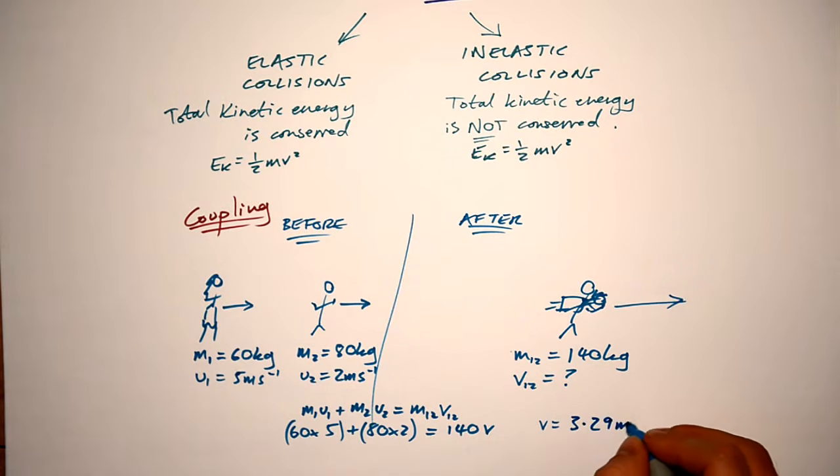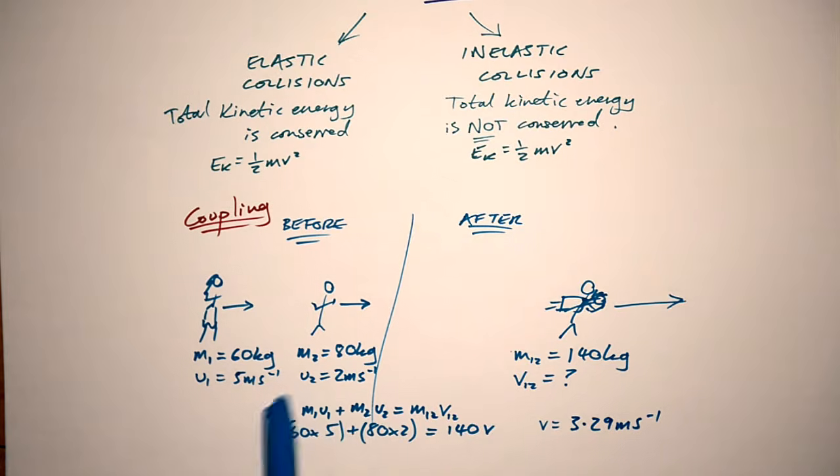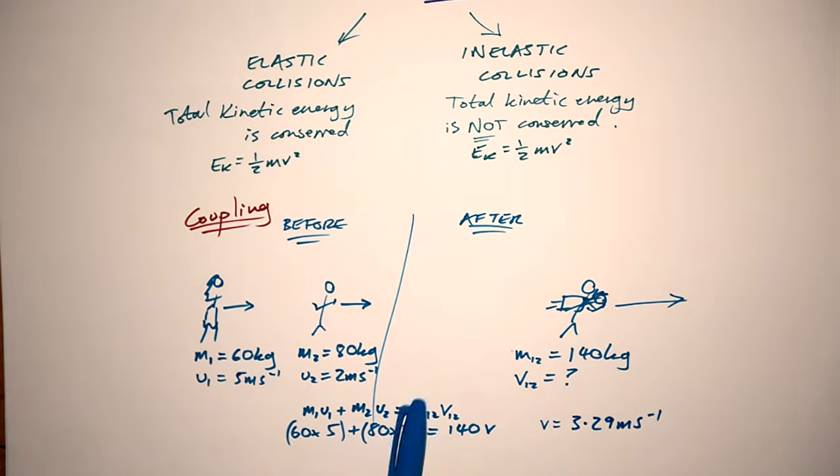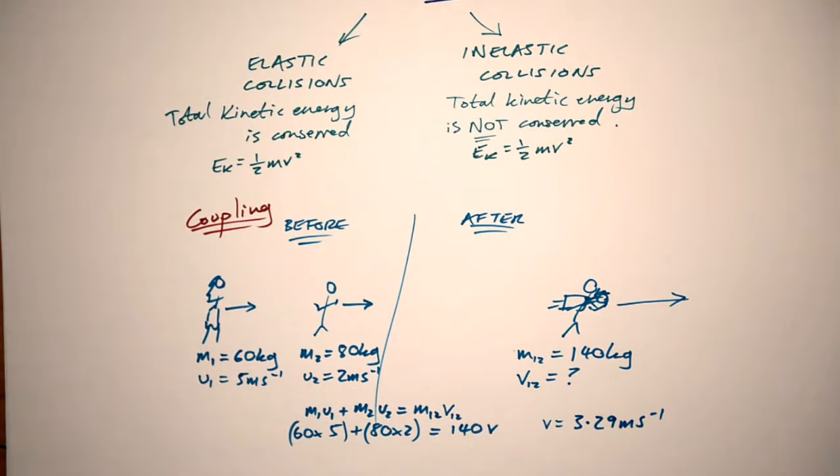And we end up with a speed of 3.29 meters per second. All we did was figure out how to represent their momenta before: M and U, M and U. That's the total momentum before the collision. This is the total momentum after the collision. Make an equation, rearrange it, and find the unknown. So that's coupling. Let's have a go at another one.